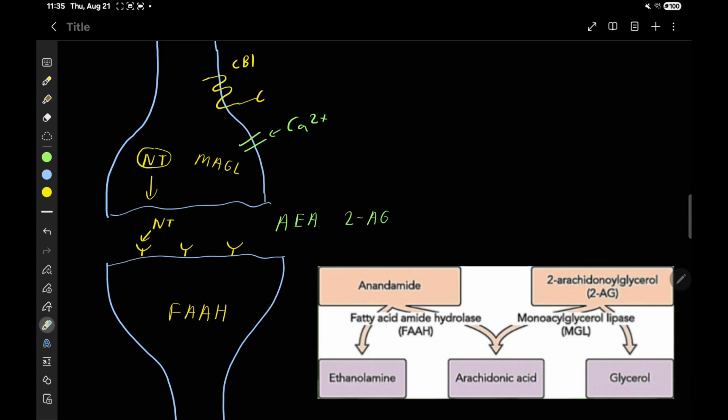On the other hand, your AEA, your anandamide, gets uptaken into your postsynaptic cell instead of your presynaptic cell, and it gets broken down by an enzyme called FAAH, which stands for fatty acid amide hydrolase. So FAAH breaks down anandamide into ethanolamine and arachidonic acid.